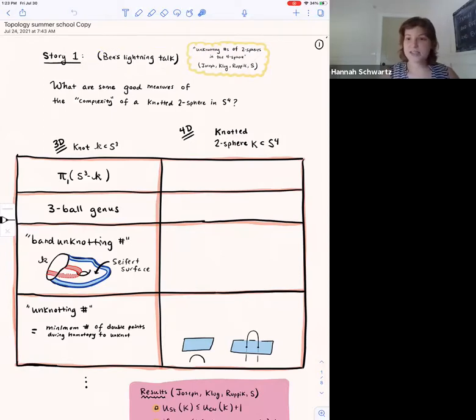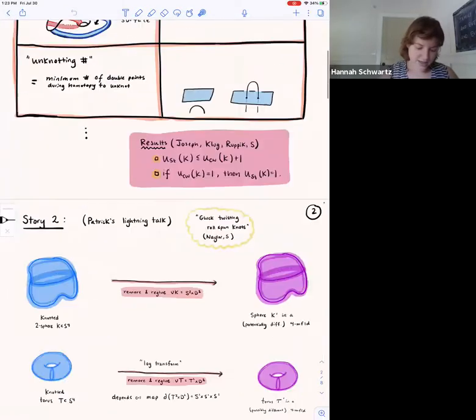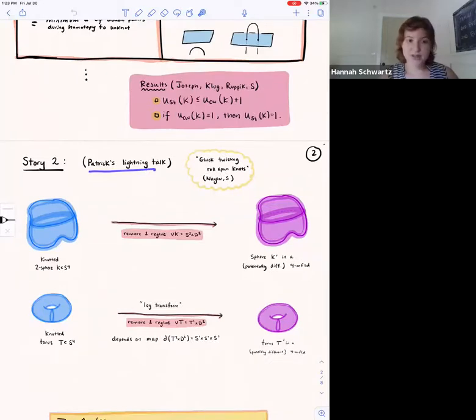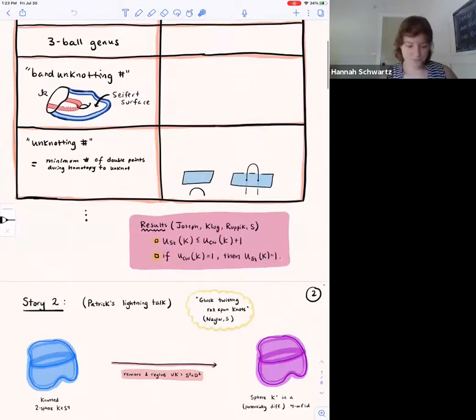He talks about this paper that's joint with me, Jason Joseph, Mike Klug, and Ben, called Unknotting Numbers of Two Spheres in the Four Sphere. That's what he was talking about in his 5-minute lightning talk. And then Patrick Naylor also has a lightning talk about this paper, Glock Twisting Roll Spun Knots, which is just him and me.